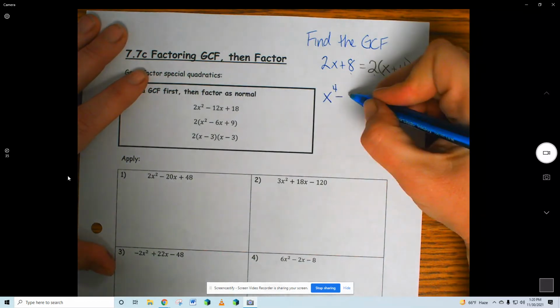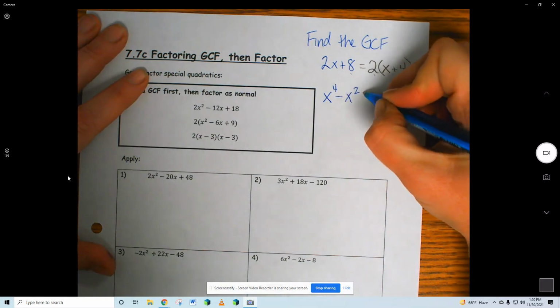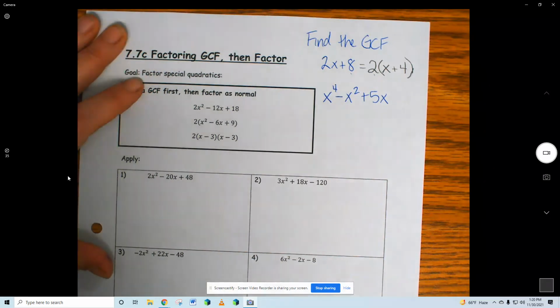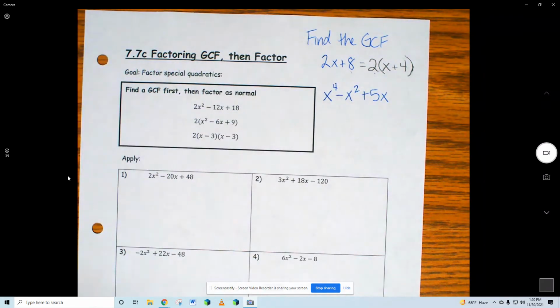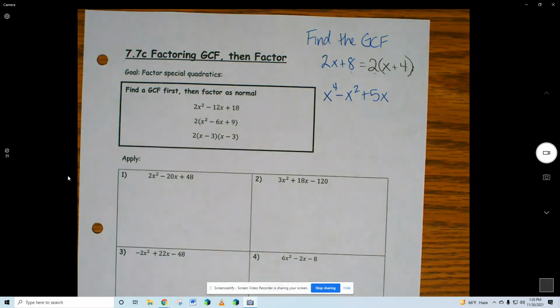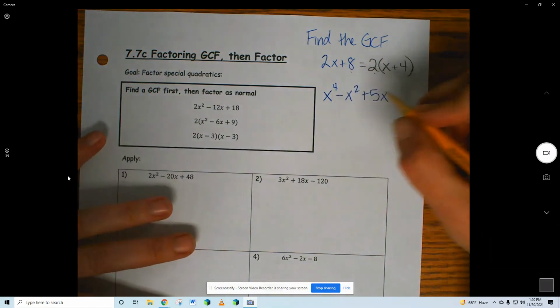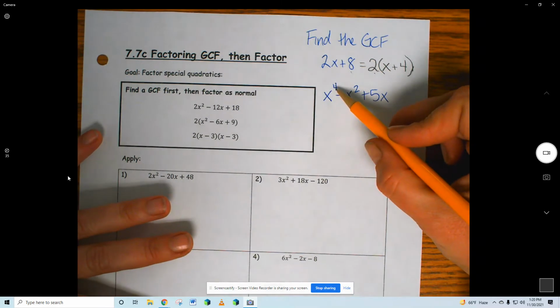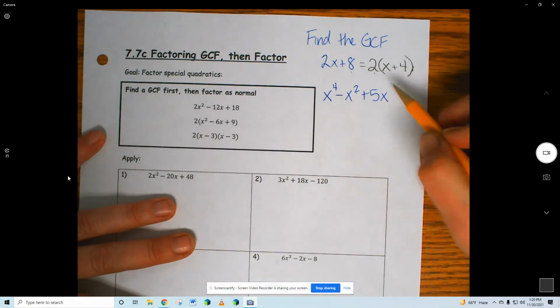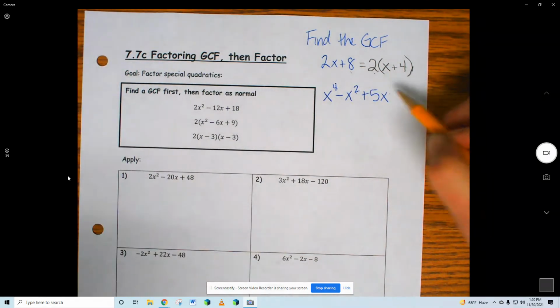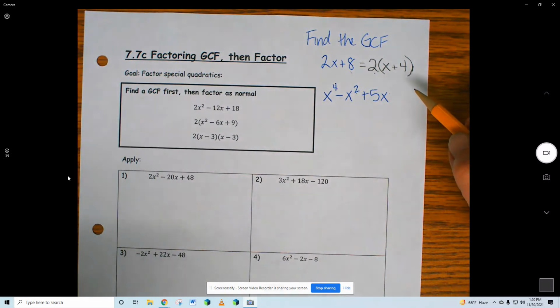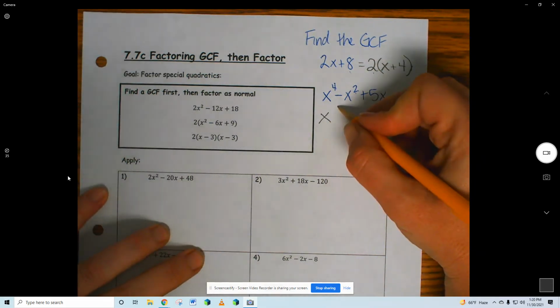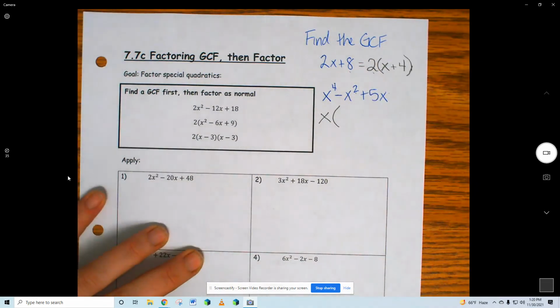X to the 4th minus x squared plus 5x. All right, this has no numbers in common. This just has variable in common. What variable is in common? So there's 4 x's here, there's 2 here, and there's 1 here. How many do they all for sure have? They have a 1x, an x. So that's my GCF. I write an x and then I put a parentheses.